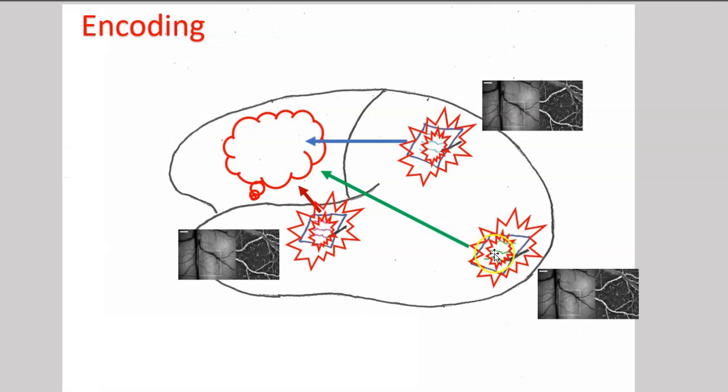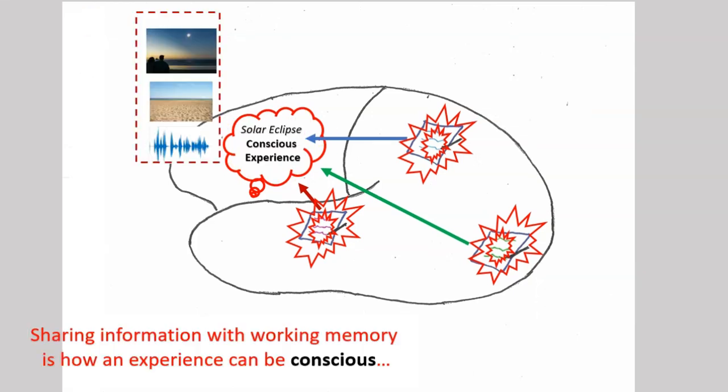Now, the axons from those neurons can carry electrical signals all the way up to the frontal cortex. So each of these areas of the cortex can communicate with the frontal cortex, and that allows what we're seeing and feeling and hearing to reach the working memory system. And when it does so, we can become conscious of the event. We're aware of what the eclipse looks like and feels like and sounds like. So sharing information with working memory is how an experience can be conscious.